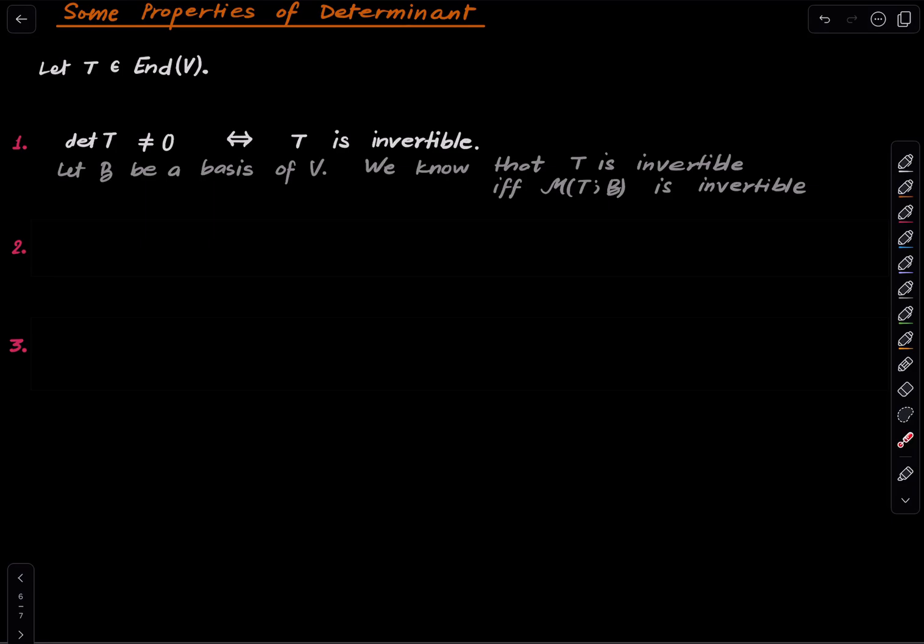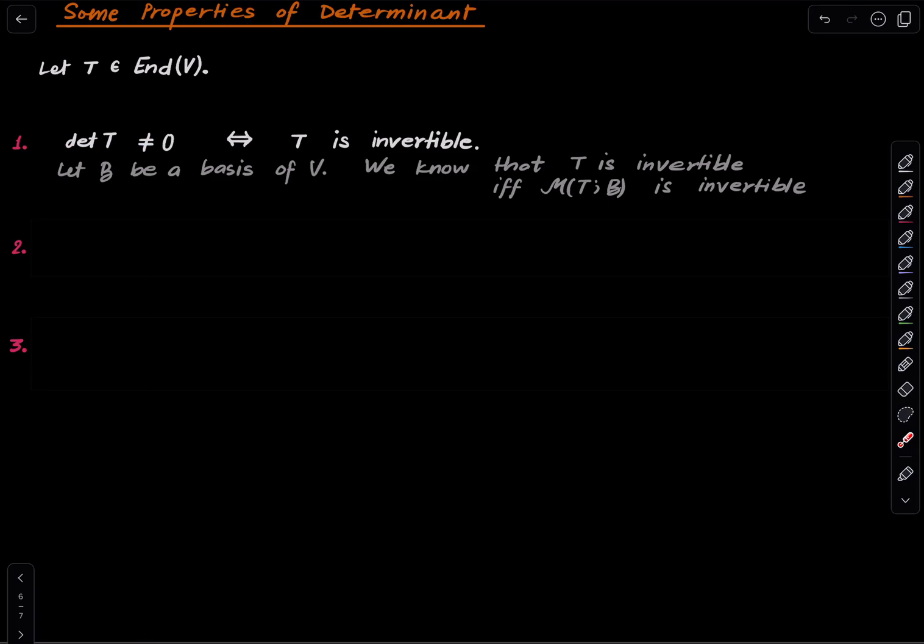Right? And we have previously seen that the determinant of a square matrix is non-zero if and only if the matrix is invertible. So that's it. Once you see that this is equivalent to saying this, and then you use what we proved about matrices, you will see that this is true. So if the details are not completely clear, take this as an exercise.